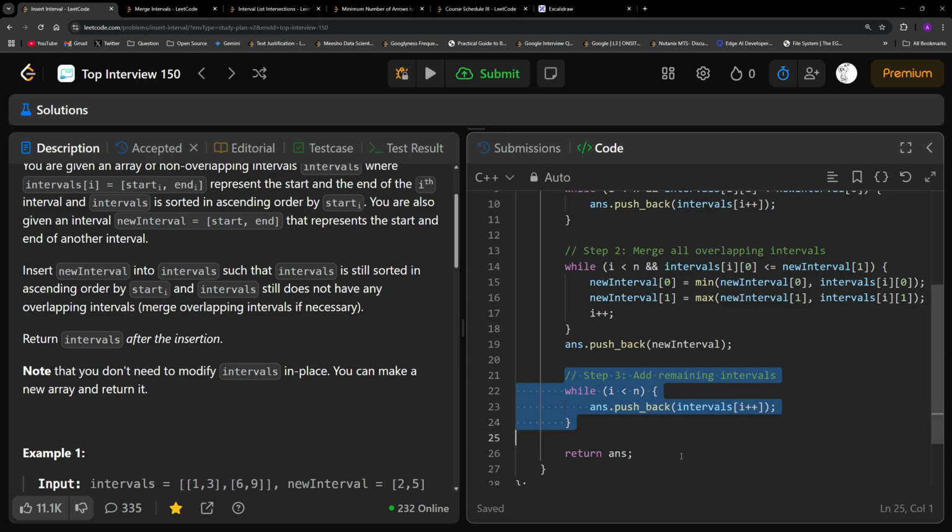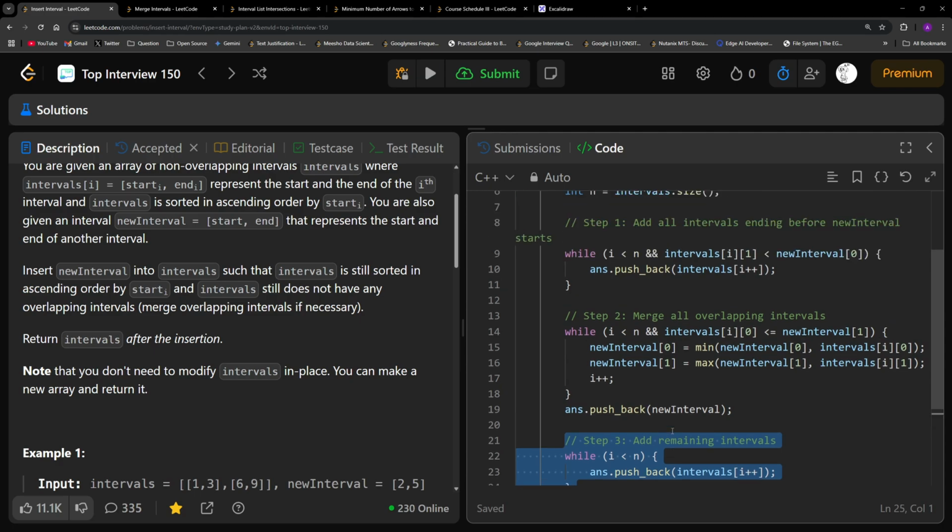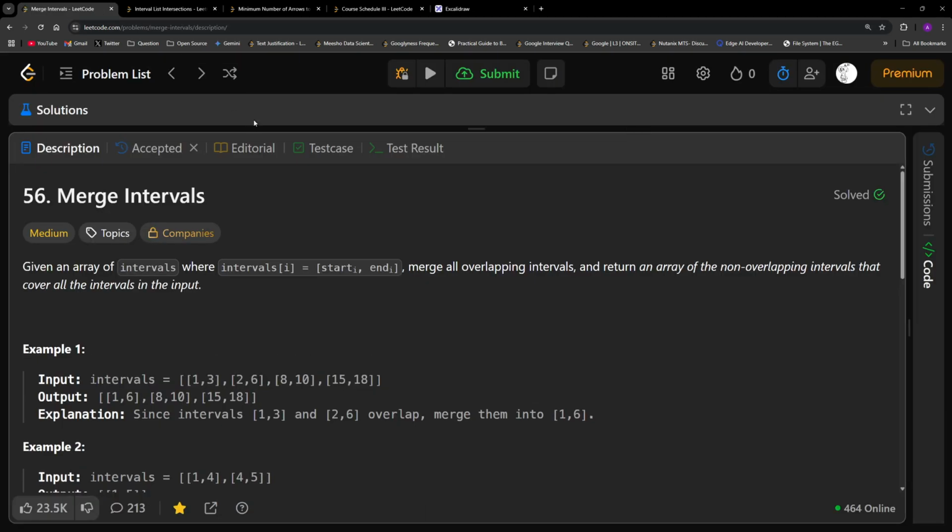So this was all about this given question. I hope there was no confusion. I tried to explain this the best I could, but I know there might be some confusion. But okay, we'll discuss later. So let's go ahead and discuss the merge interval question now.